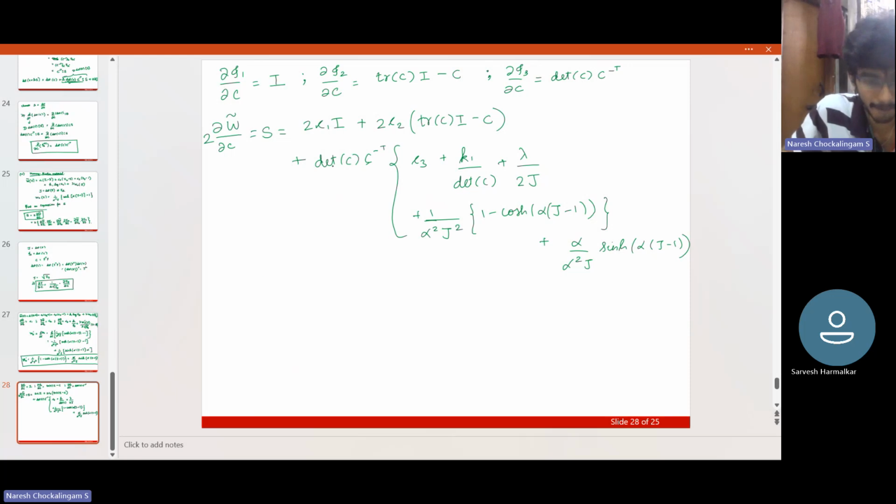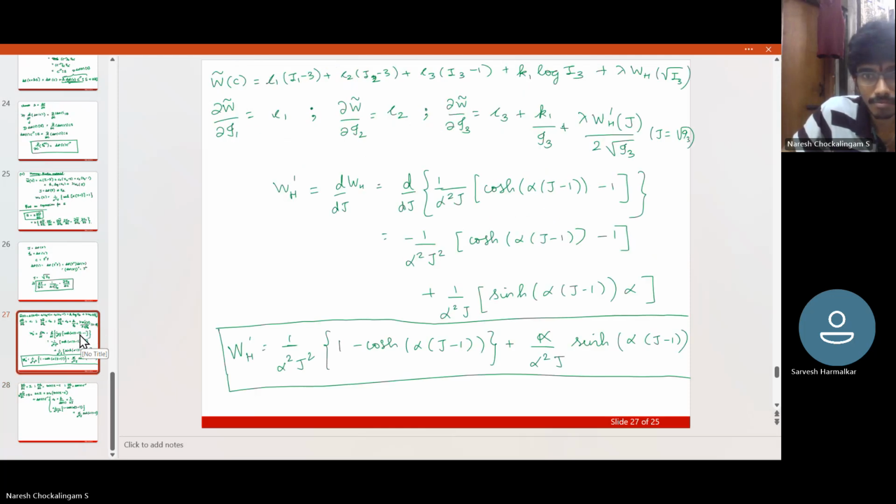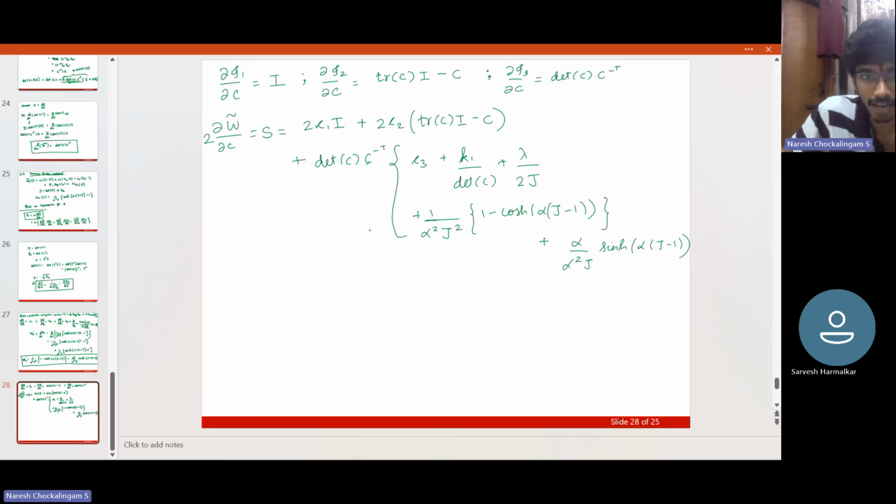It's lambda by 2J multiplying this entire thing. Right? So lambda by 2J is multiplying this entire thing. Now simplify this further. So S is equal to, and there's a 2 here everywhere. So it is 2C1 I plus what is trace of C? It is I1 of C.